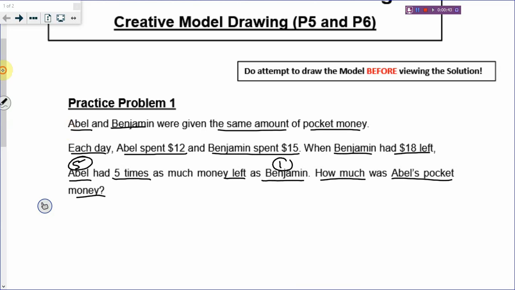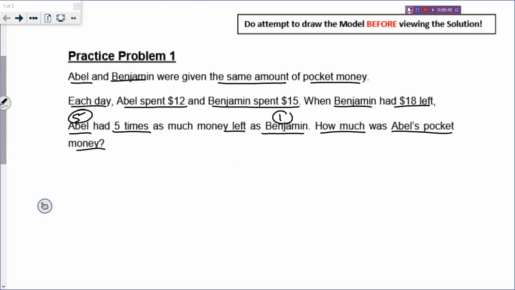Alright, now we are going to use something to help us to draw the model, and that is ratio. So when do we use ratio? We use ratio when we see something that is fixed. For example, you see the "each day." Each day, Abel spent $12 and Benjamin spent $15. So that is fixed. It means that every day they will spend the same amounts of money which is fixed. So when you see something that is fixed, you can use ratio.